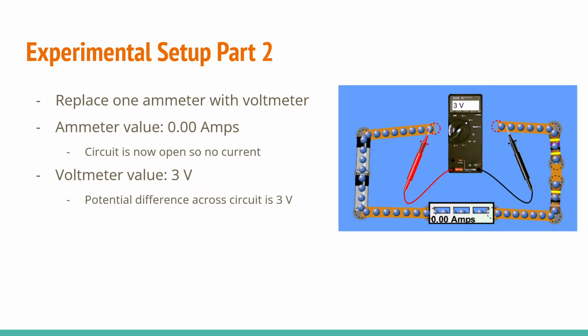Continuing, when we replace one ammeter with a voltmeter, the ammeter value is now 0 amps. This is because the circuit is now open and there's no current. The voltmeter value is 3 volts as the potential difference across the circuit is 3 volts.